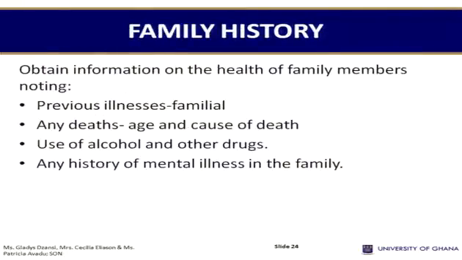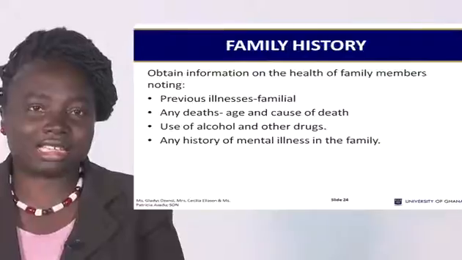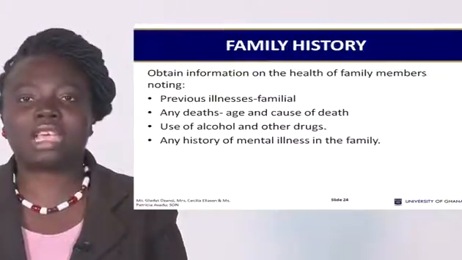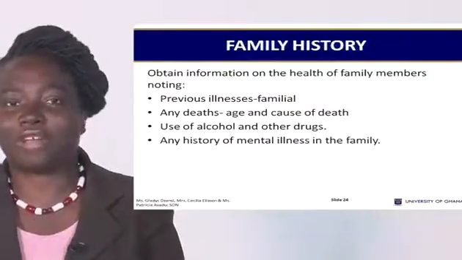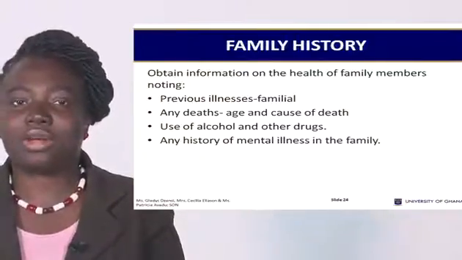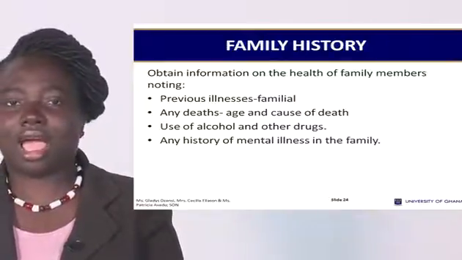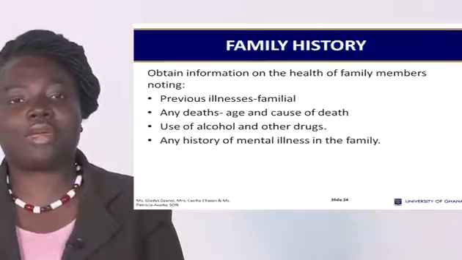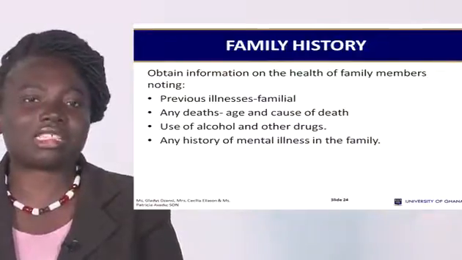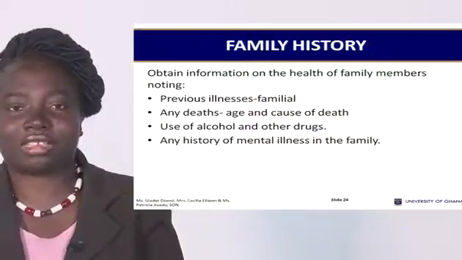There are some illnesses that are familial. So if one person has it, it's possible that another member of the family could have it, or they are genetic. So for this reason, we obtain information about previous illnesses that are common in the family. Then you want to find out if anybody has died, at what age the person died, what caused the death. You want to know if any member of the family uses substances such as alcohol and other drugs.